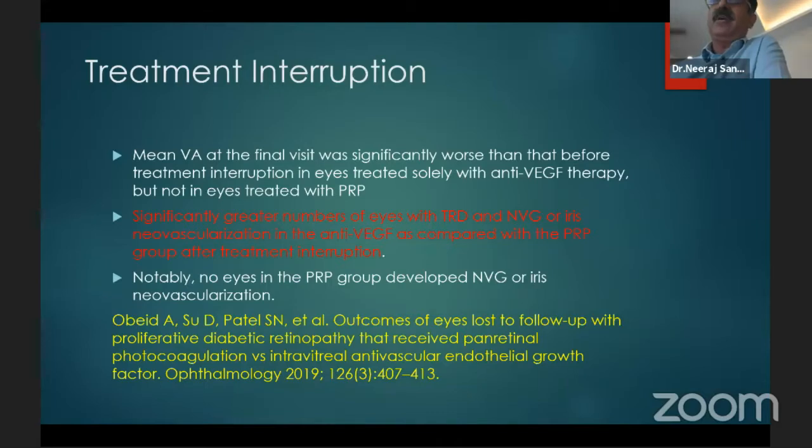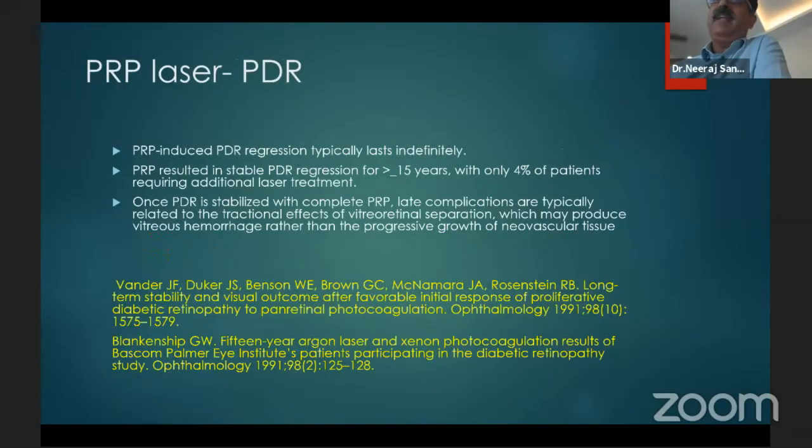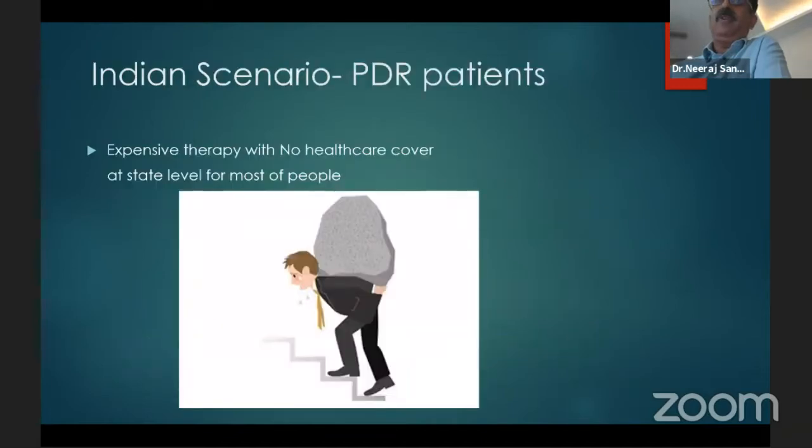And also treatment interruption can lead to significantly greater number of eyes with TRD and neovascular glaucoma progression as a rebound phenomenon. And PRP laser has a good regression of the disease as shown by ETDRS and other protocols also, and stability over a longer period of time.